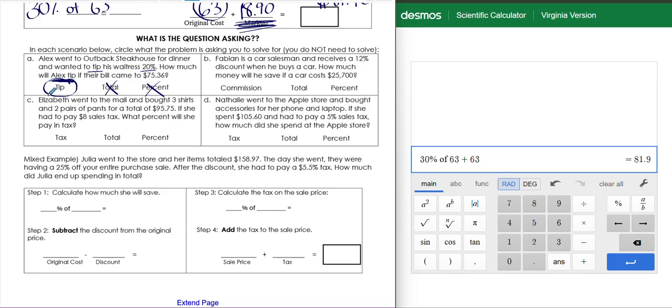Fabian, I'm realizing I edited this problem but didn't change this word. That's supposed to say discount. Fabian is a car salesman and receives a 12% discount when he buys a car. How much money will he save?